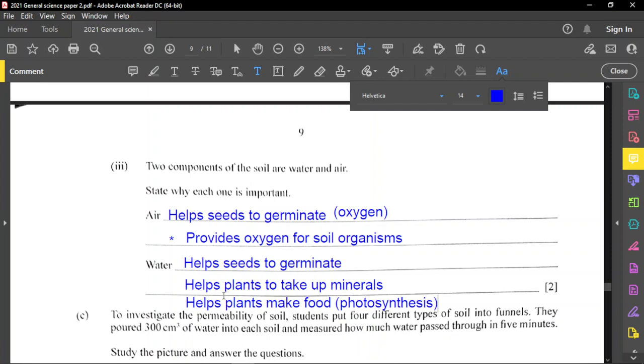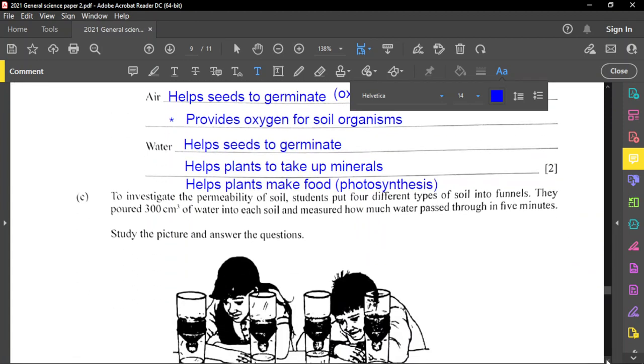All right, and even soil organisms use water as well to carry out their functions. Just as we need water, the organisms within the soil also need water to carry out their functions. So water in the soil is very important.